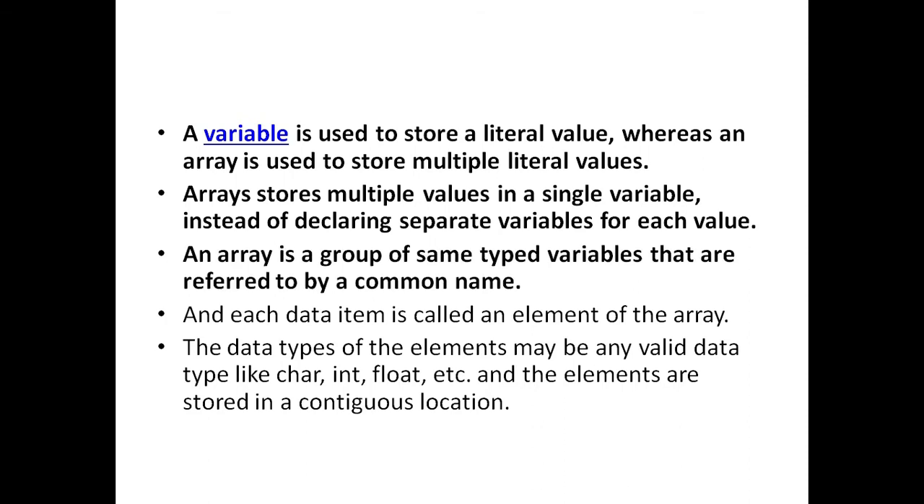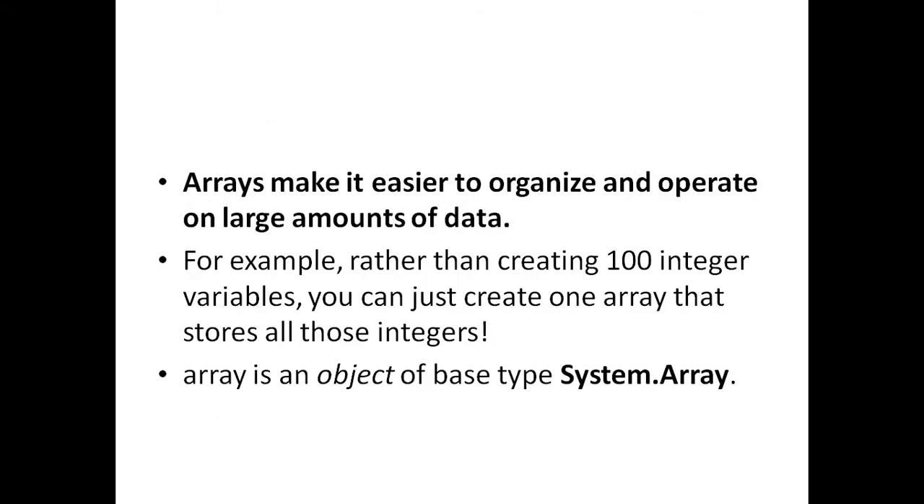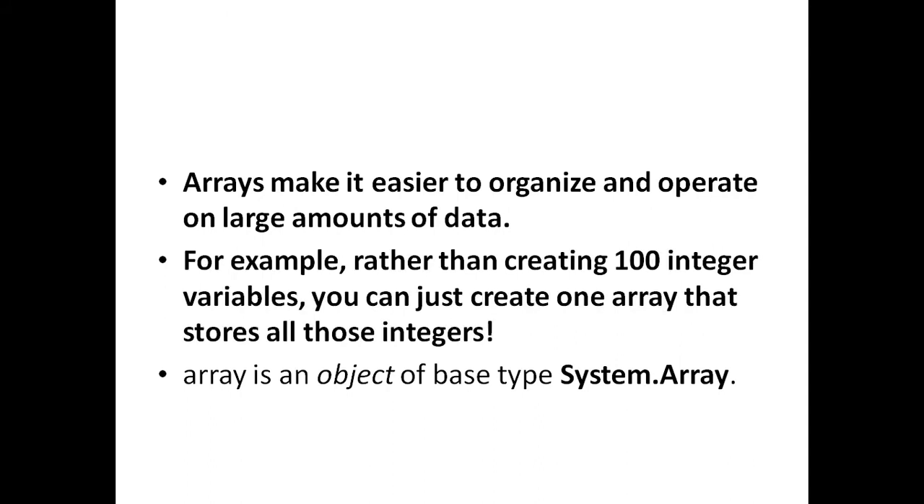An array is a group of same typed variables that are referred to by a common name, and each data item is called an element of an array. The data types of the elements may be any valid data type like char, int, float, etc., and the elements are stored in a continuous location. Arrays make it easier to organize and operate on large amounts of data. For example, rather than creating 100 integer variables, you can just create one array that stores all these variables.